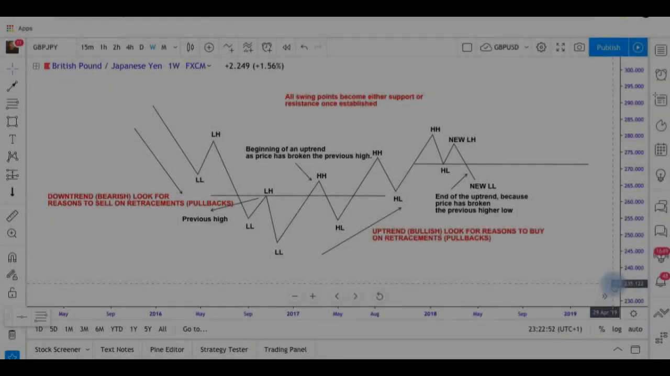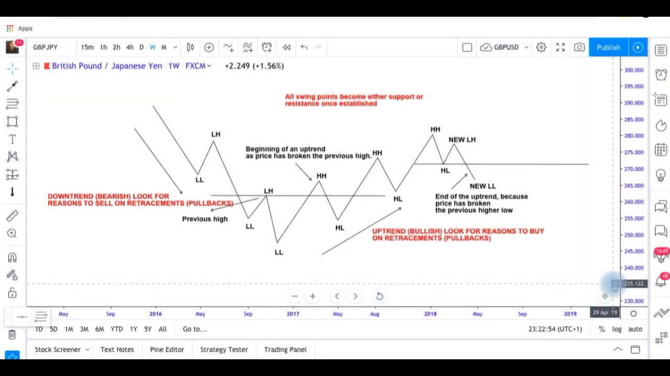Hey guys, welcome to my video discussing market structure and how to find the trend, whether that be bearish or bullish, and how to identify higher highs, higher lows, and lower highs. Now, in my opinion, this is the most important part of the beginners module. The reason being is because identifying lower highs and lower lows or higher highs and higher lows is really the main part of Forex trading.